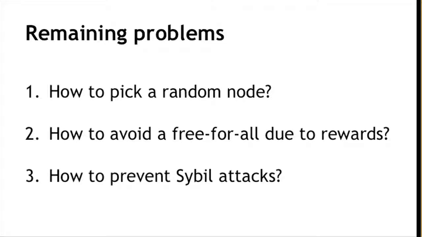And the second is that we've created a new problem by giving nodes these block rewards and incentives, which is that you could easily get into a free-for-all where everybody wants to run a Bitcoin node in the hope of capturing some of these rewards. And a third one is an even trickier version of this problem, which is that an adversary might create a whole different number of Sybil nodes in order to really try to subvert this consensus process. So number 3 is sort of a trickier version of number 2.